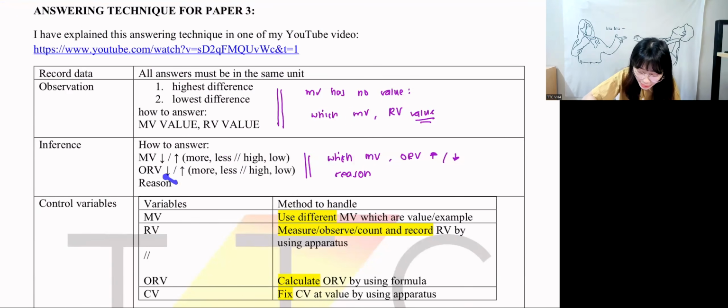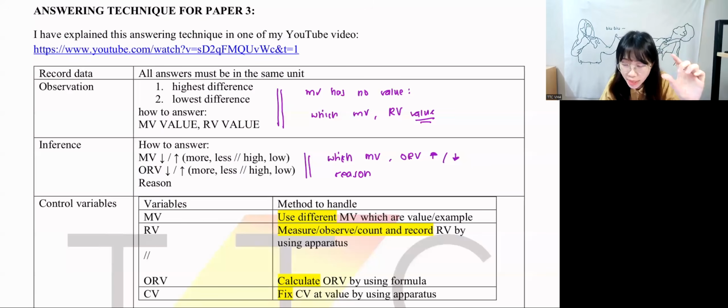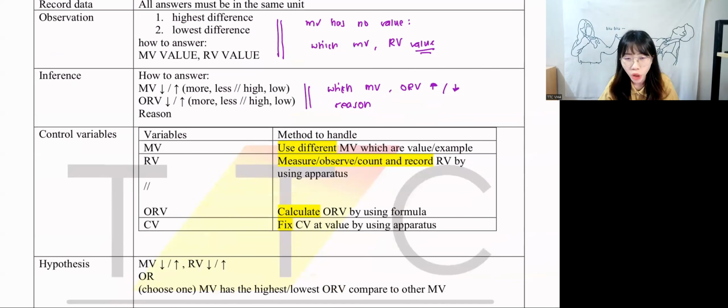Your reason needs to be based on your theory part. That is the reason. So even in the exam, if you cannot remember anything, most of the answers that we explain are about your MV and RV. So the first main thing that we have to get correct is your manipulated variable and your responding variable. If your MV and RV are correct, your answer will most likely be correct lah. So your MV and RV are the most important thing. Okay, next we have control variables.